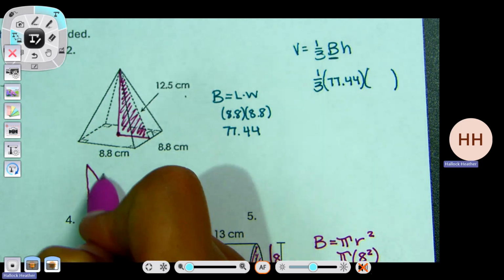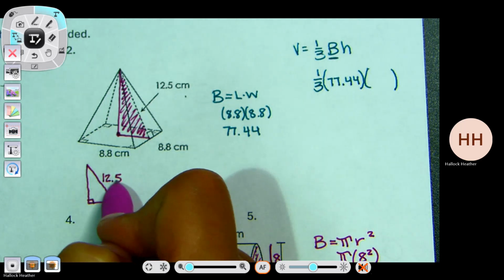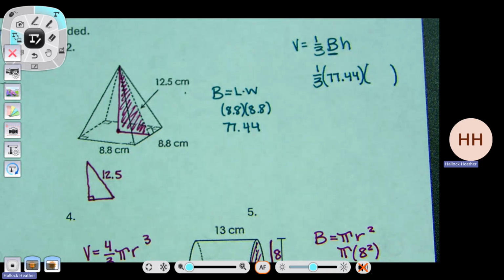It is kind of confusing because you're trying to now draw a two-dimensional shape inside the 3D shape. Okay. So the hypotenuse is 12.5 because that's the slant height. I need to find the actual vertical height. So I'm going to put an H here because that's what I'm going to find. The base is not 8.8. It is 4.4 because 8.8 is the whole distance. I need half of it. So 4.4 is the bottom of my right triangle.